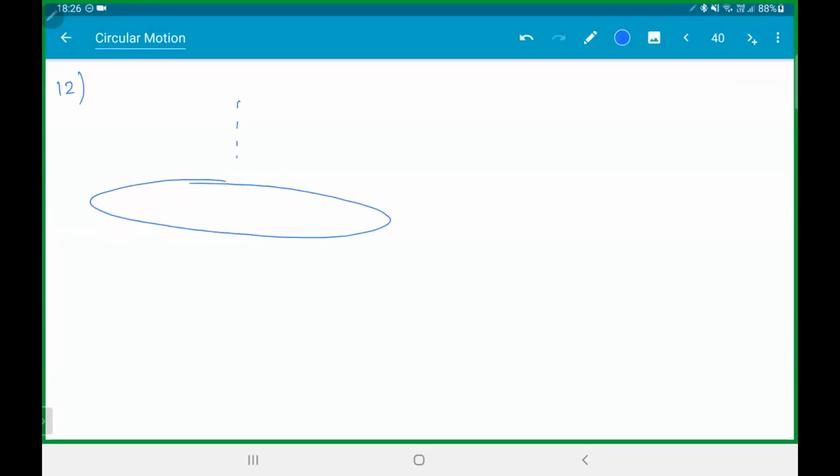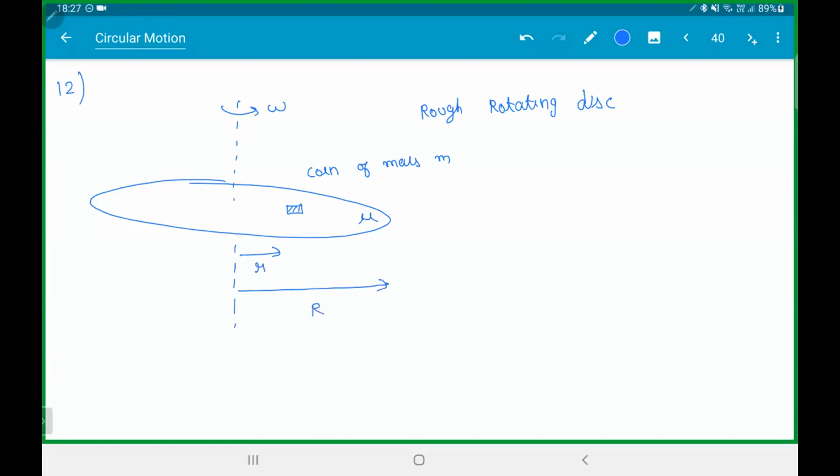So we have a table here, omega. This is a rough rotating disk. Coefficient of friction is mu. Here you have a coin of mass m placed at a distance small r. The disk radius is capital R. Okay, this will get things cleared actually.